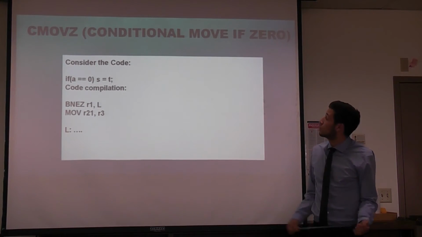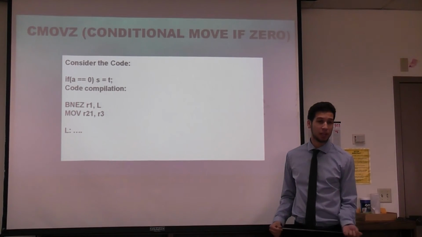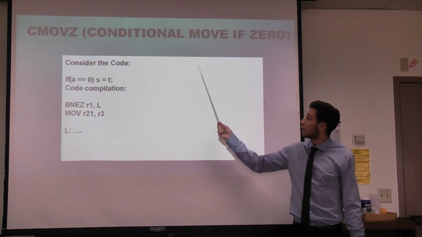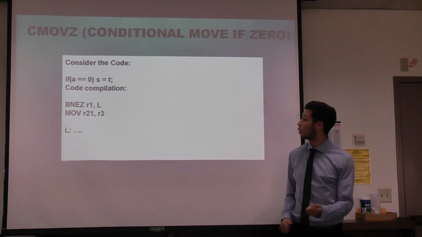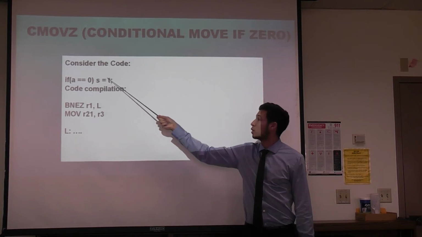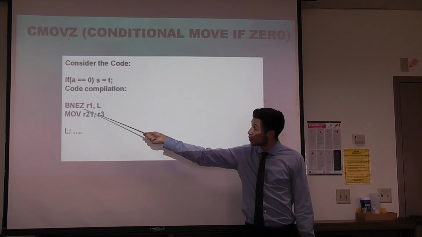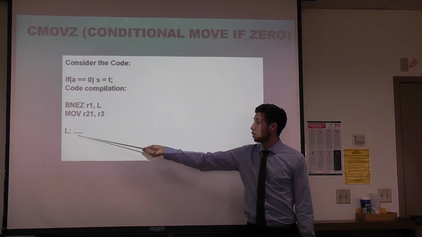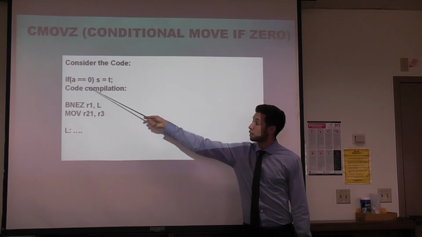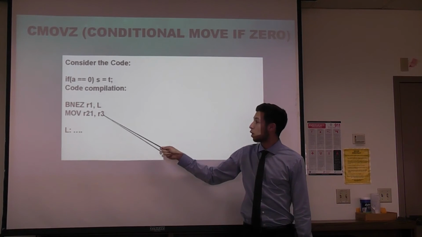The conditional move if 0, unfortunately, we did not get to implement completely, as we didn't have the time to actually write the instruction memory to execute the instruction. But just to get a better understanding of what the instruction is and how it is compiled, this is the high-level code. So if A is equal to 0, store T into S, and the straightforward compilation of that would be to branch if R1 is not equal to 0, to label, skipping the move instruction, else if R1 is equal to 0, move T into S or R3 into R21. R1 is A in this case.